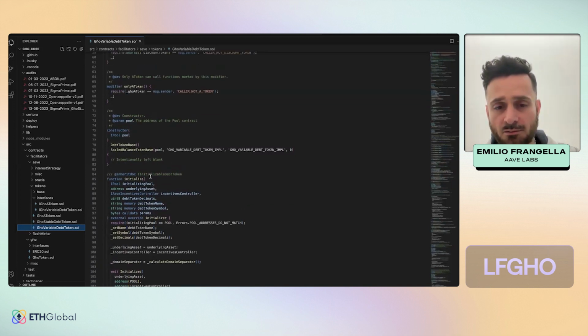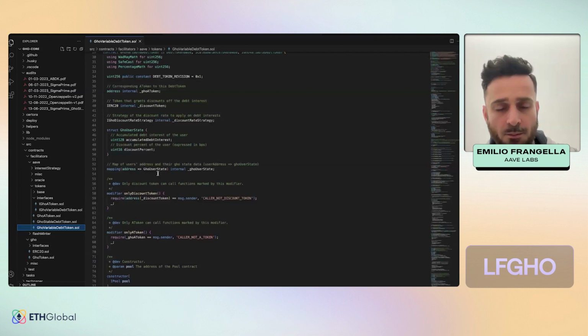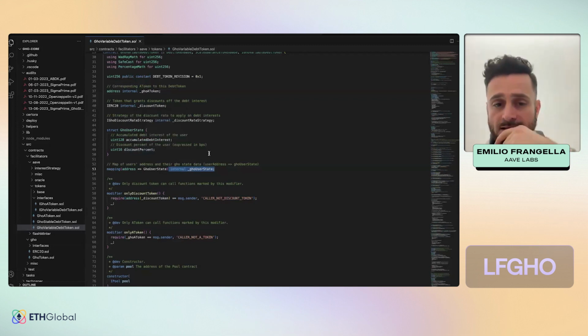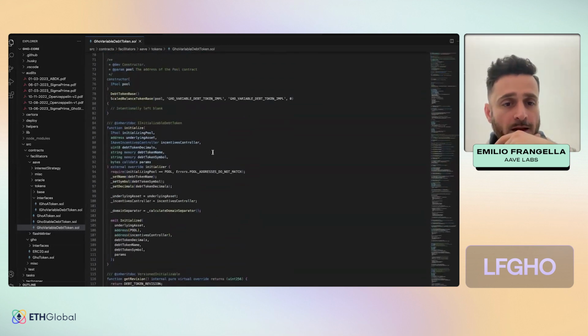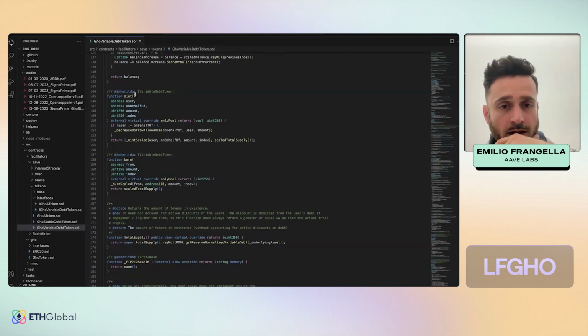There is an initialize function. This is for the proxy. There is a mapping that tracks all the state for every borrower, where the state is the amount of interest that they accumulated and the discount percentage that they get, as I mentioned before, from the stkAAVE participation within the safety module. So again, this contract is relatively simple.